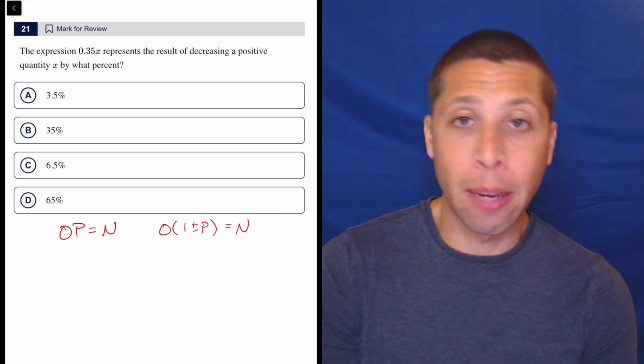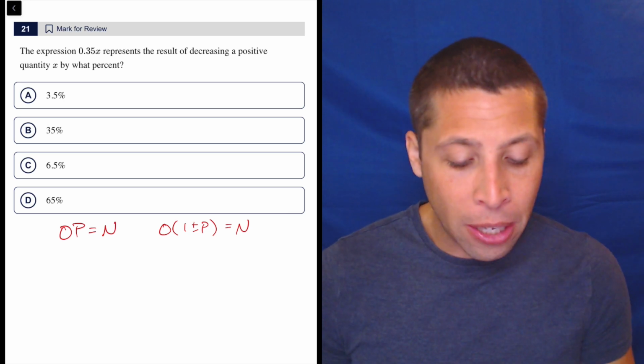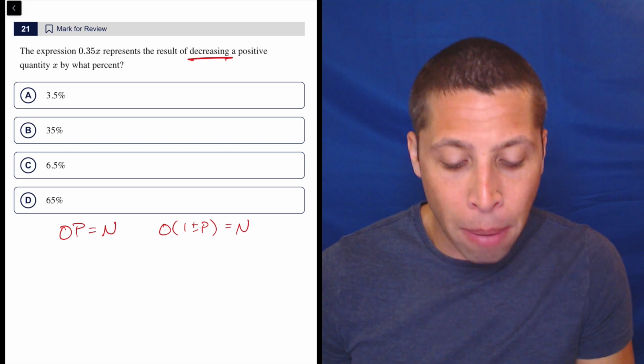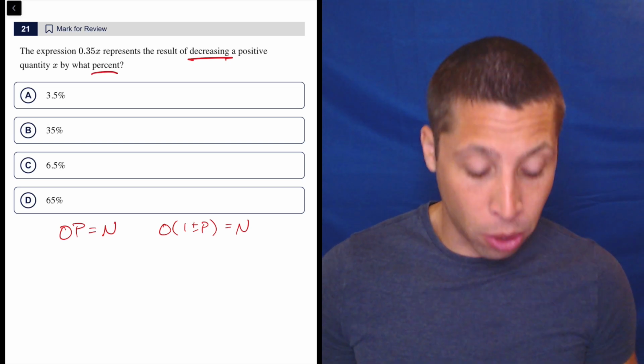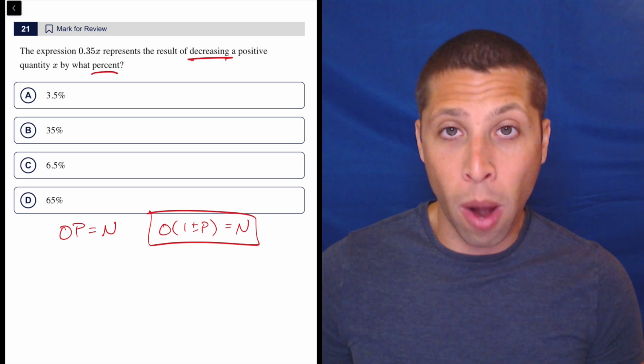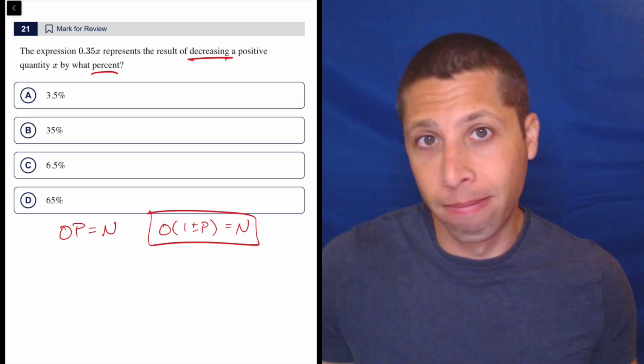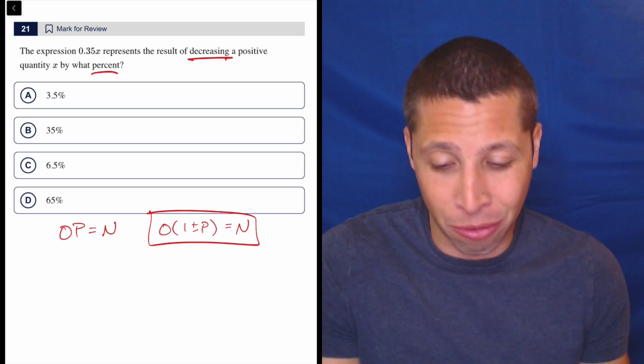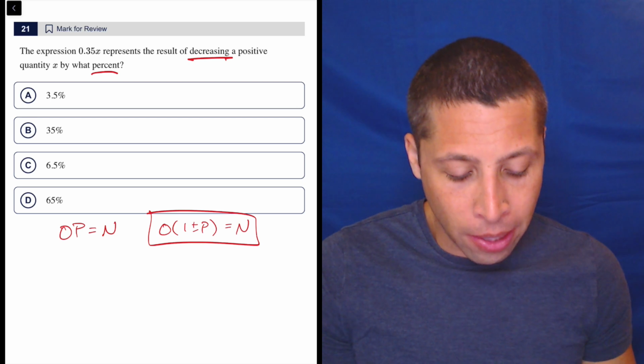And the first thing we need to think about is which formula to use. Now, because they're talking about decreasing by a percentage, that means we're going to use this formula. This is the percent change formula. So that's why there's a one plus or minus, that's the change. That's representing the change. So let's put things in.